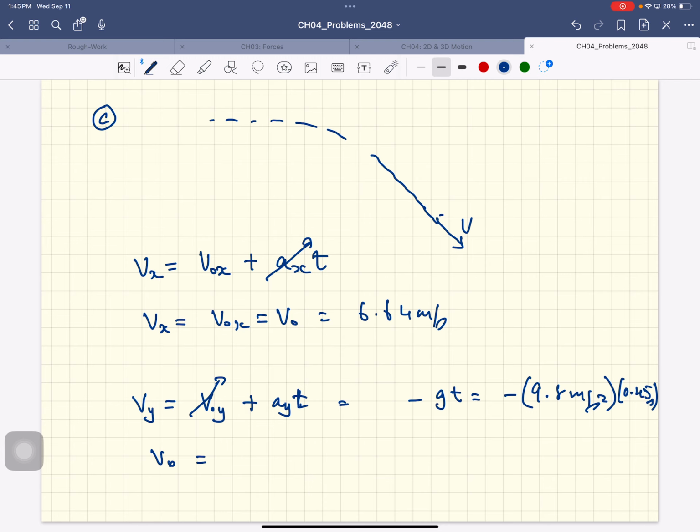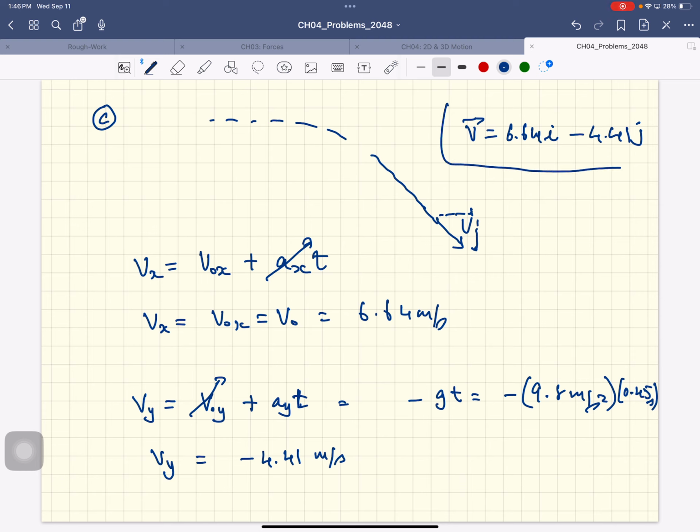And you can see that there's the x component of the velocity and there's the y component of the velocity, and the y component of the velocity is negative. Okay, so the velocity at this location, the final velocity, is 6.64 i minus 4.41 j meters per second.